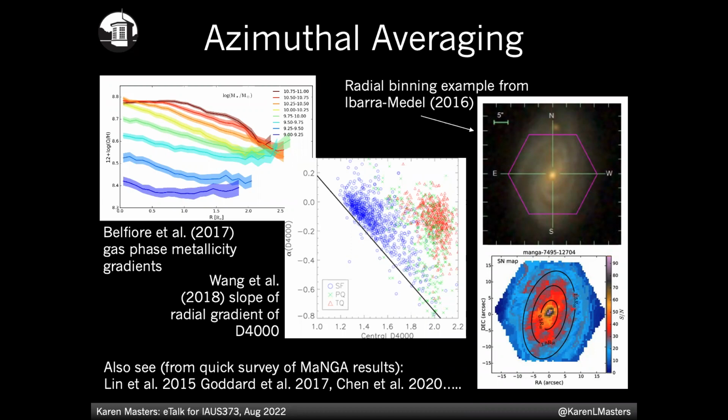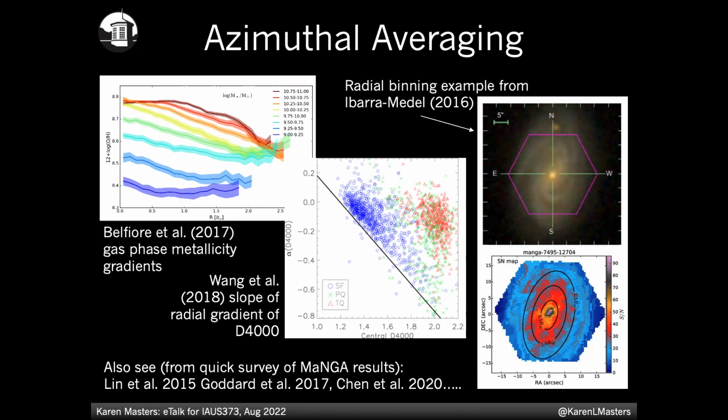And so many people have made use of this to get some really interesting results, which use this kind of radial averaging. For example, Belfiore et al. 2017 is a beautiful plot showing how the gas phase metallicity depends on radius in different mass bins of galaxies, showing much steeper gradients in high mass galaxies, lower gradients in lower mass galaxies.